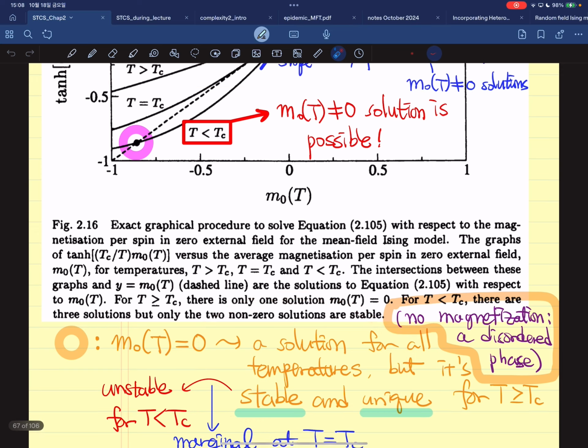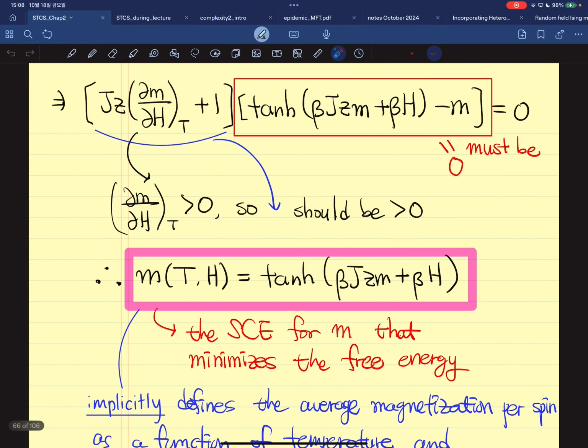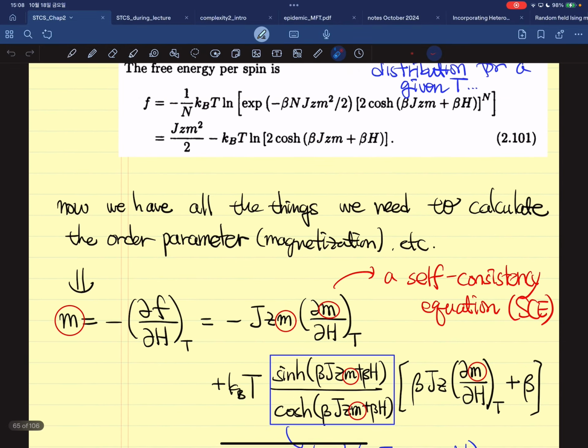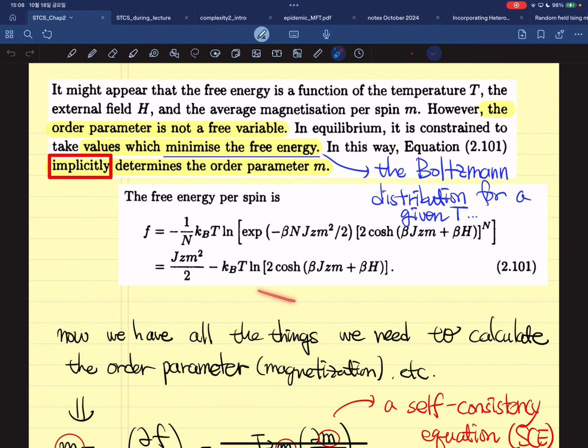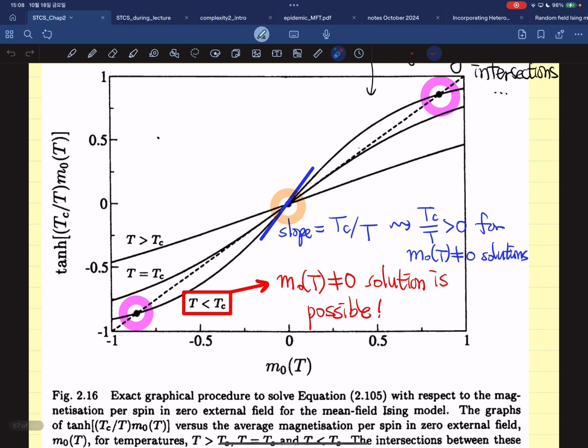This is all I mentioned. This is a graphical way to solve this. Again, you have to be careful, which is why we put the emphasis here. F is not really an explicit function of M, but an implicit function of M, because M is something we should calculate as a result of the minimization of this free energy.